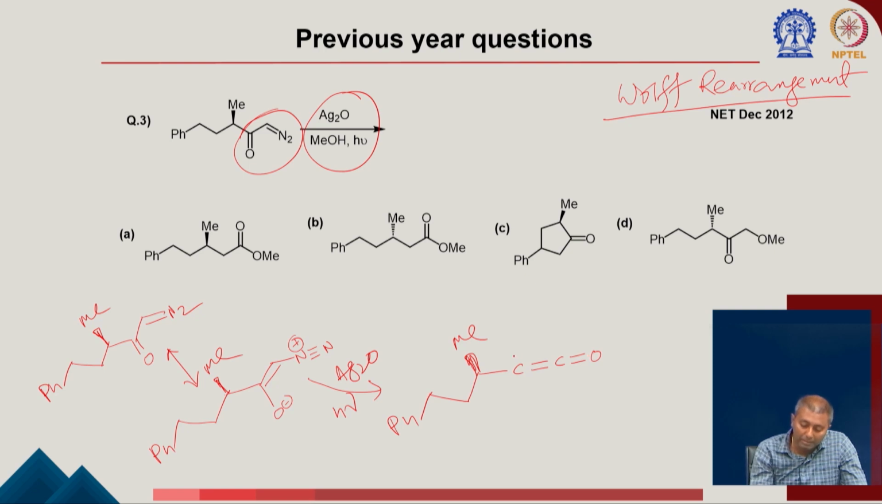So, it is forming this ketene here, and once it is forming the ketene, now you have the methanol here. So, the methanol will be attacking on the ketene, it is going to come back, and then finally this can take a proton from methanol to get to the final product.